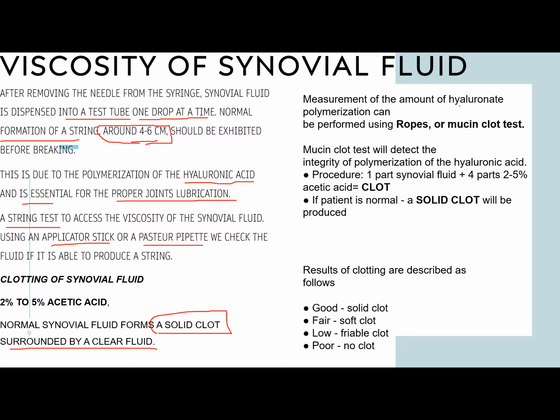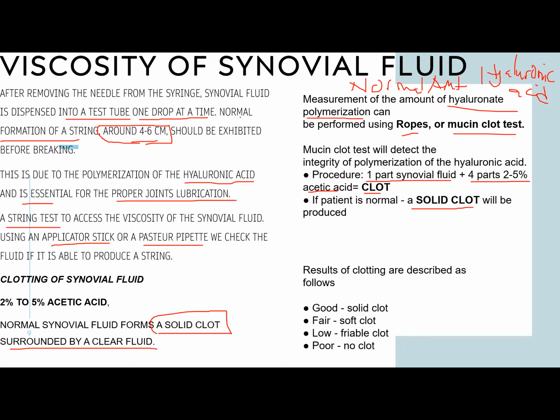Then you could also measure the amount of hyaluronate polymerization, meaning this is used to assess if the synovial fluid contains a normal amount of hyaluronic acid. To do this, you could use the Ropes or mucin clot test. The mucin clot test will detect the integrity of polymerization of the hyaluronic acid. You would add 1 part synovial fluid to 4 parts 2 to 5% acetic acid, forming a clot. If the patient is normal, a solid clot will be produced.